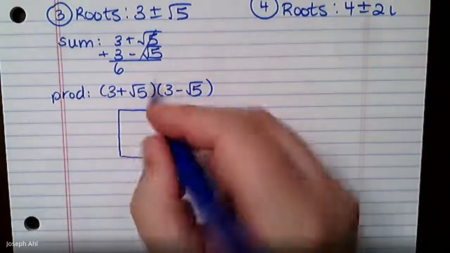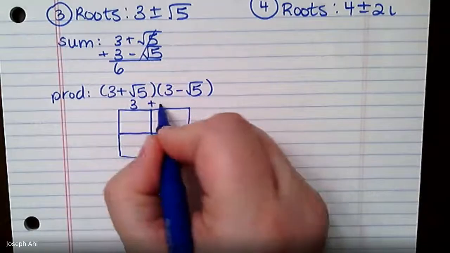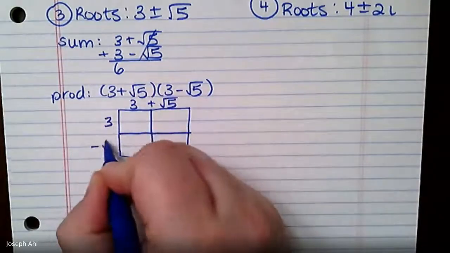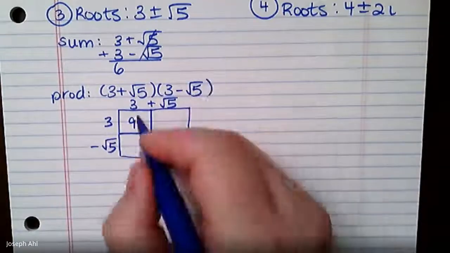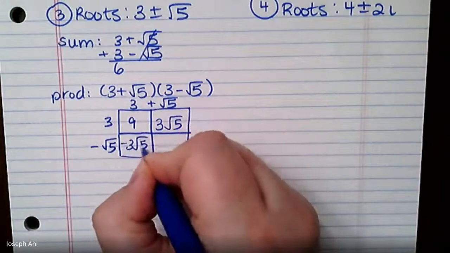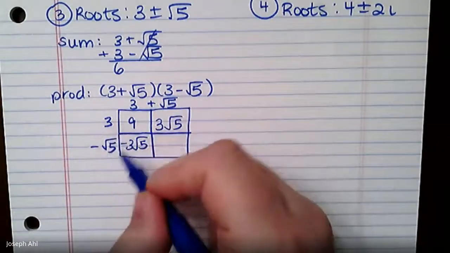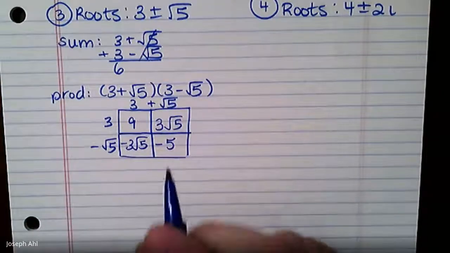Okay, just a shout out for my box method fans of the crowd here. I'll do 3 plus radical 5 across the top, 3 minus radical 5 on the left column here, and then 3 times 3 is 9, and then we're going to get a 3 radical 5 over here. This product would be negative 3 radical 5. Negative radical 5 times positive radical 5 is a total of negative 5.